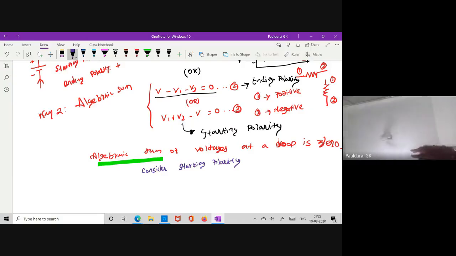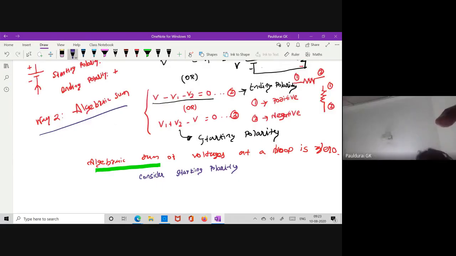I repeat. Here what are we going to follow? We are going to follow way 2. In that we are going to consider starting polarity. It's very important. So I conclude: KCL we are going to follow way 1, KVL we are going to follow way 2. In way 2, what are we going to follow? We are going to consider starting polarity. It's very, very important. Please make a note, all of you.